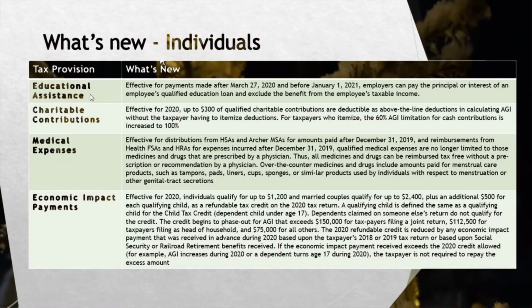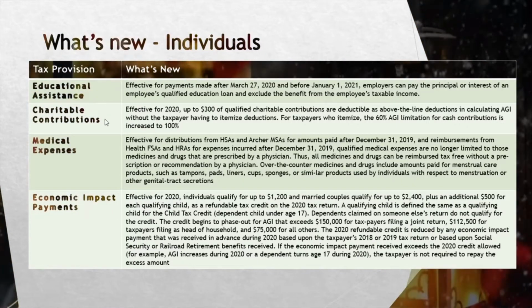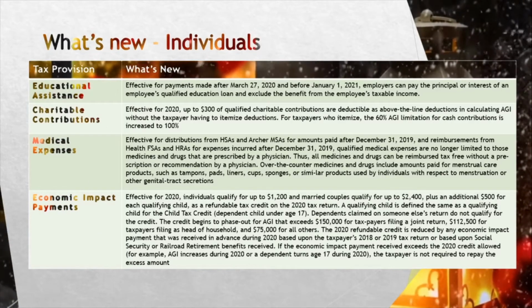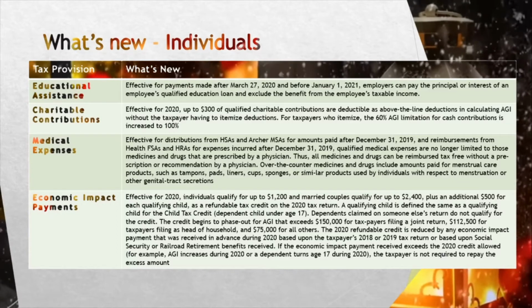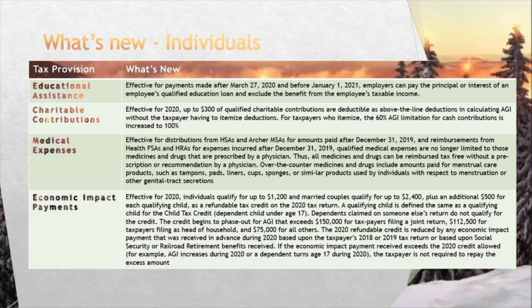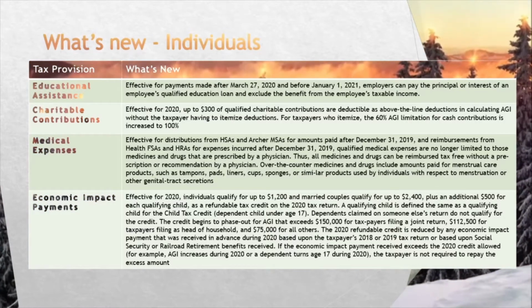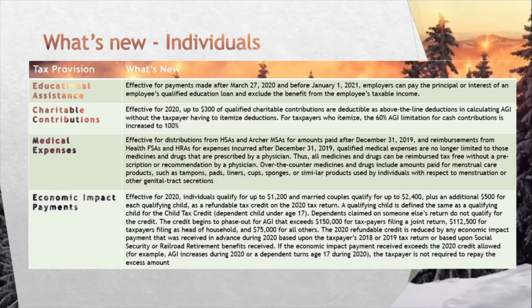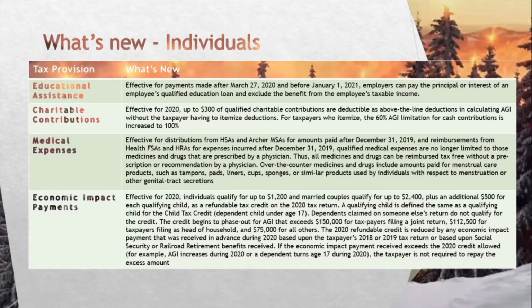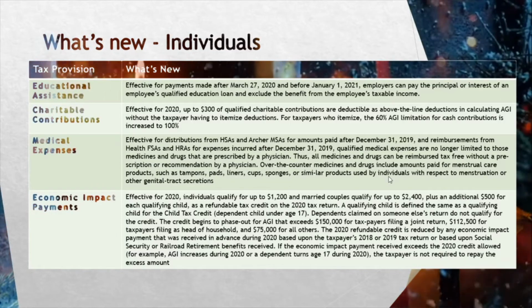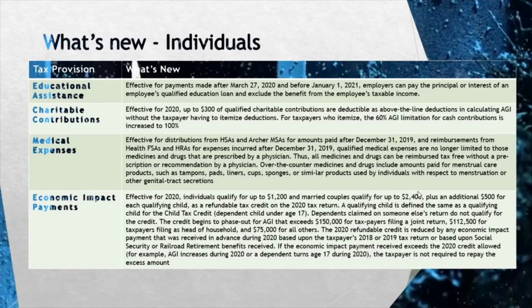Let's start on the tax provisions for individual tax filers. In summary, we have educational assistance, charitable contributions, medical expenses, economic impact payments. We have a few more: retirement plans, distributions, recontributions, and loans, required minimum distributions or the RMD rules, and the repeal of maximum age for traditional IRA contributions. These are the topics that we are going to discuss for today. So let's begin with the educational assistance.